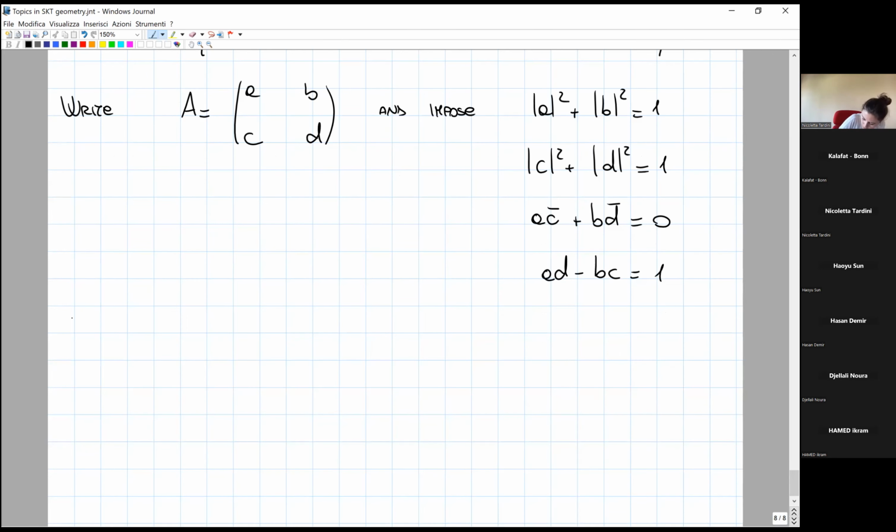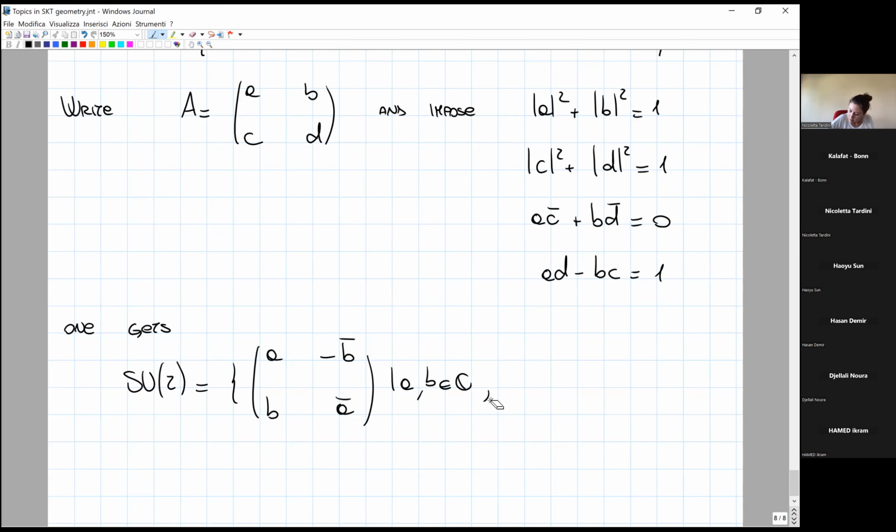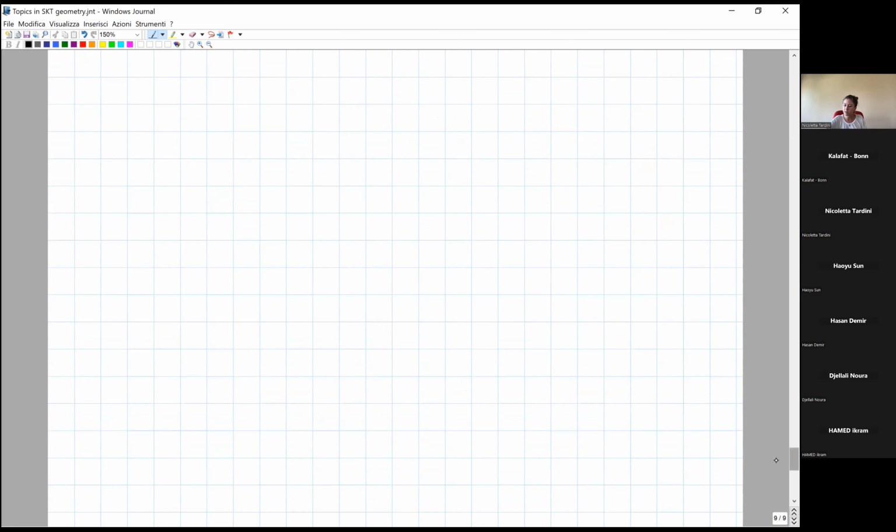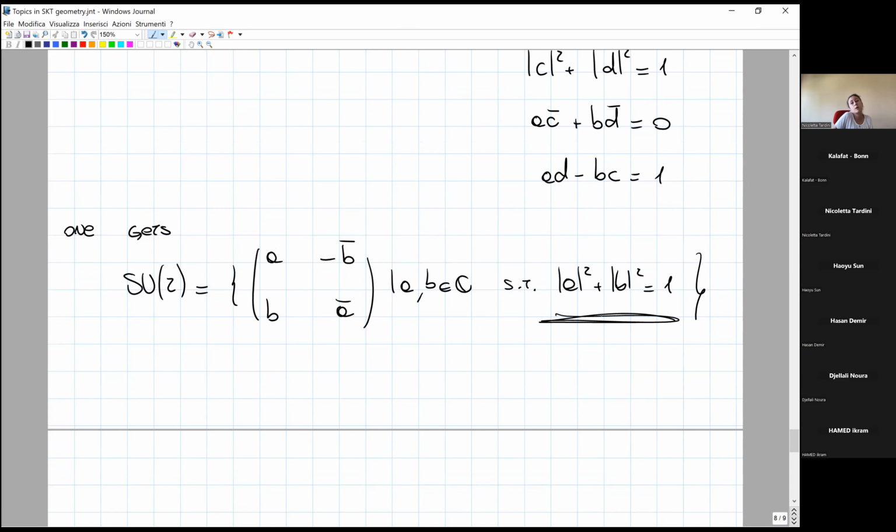What you get, and you can do this as an exercise, is that SU(2) is given by those matrices that have this form: (A, -B conjugate; B, A conjugate), with A, B complex numbers, of course, such that modulo of A squared plus modulo of B squared is equal to 1. Okay. So in fact, the matrices in this group have this form. So what does this condition mean? It means that we are on a sphere. So SU(2) is in fact diffeomorphic to S^3, so it has the structure of a Lie group. Okay. And the Lie algebra.